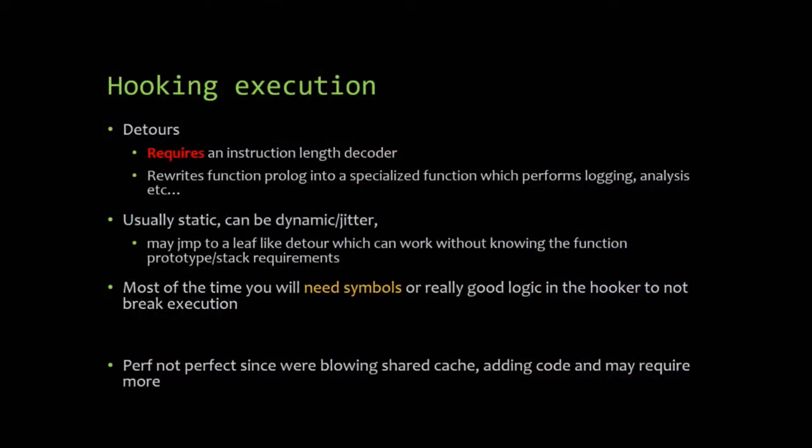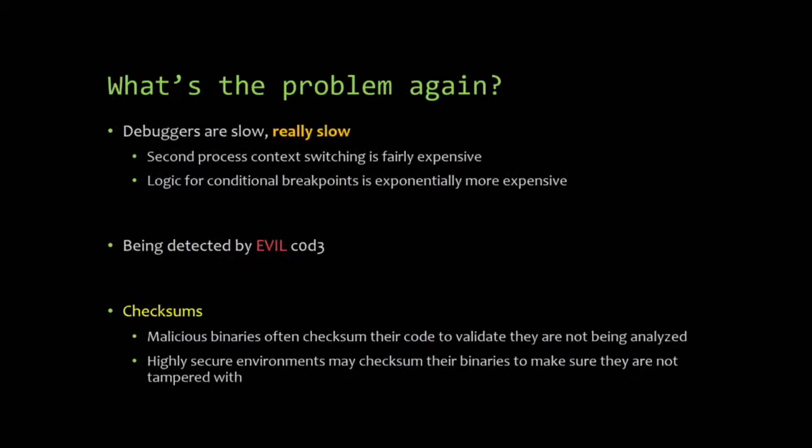Again, this is just some background on hooking execution and instruction length decoders. There could be a new instruction set in that binary that prevents it from being hooked with your favorite hooker, so you're unable to hook the execution of something, whereas with a model like this, you really don't have a problem. What's the problem? Oh yeah, debuggers are slow.